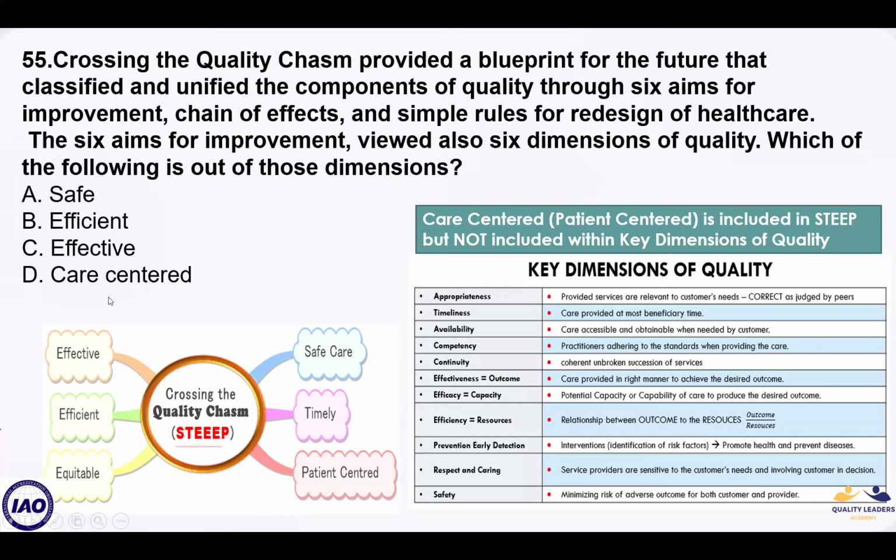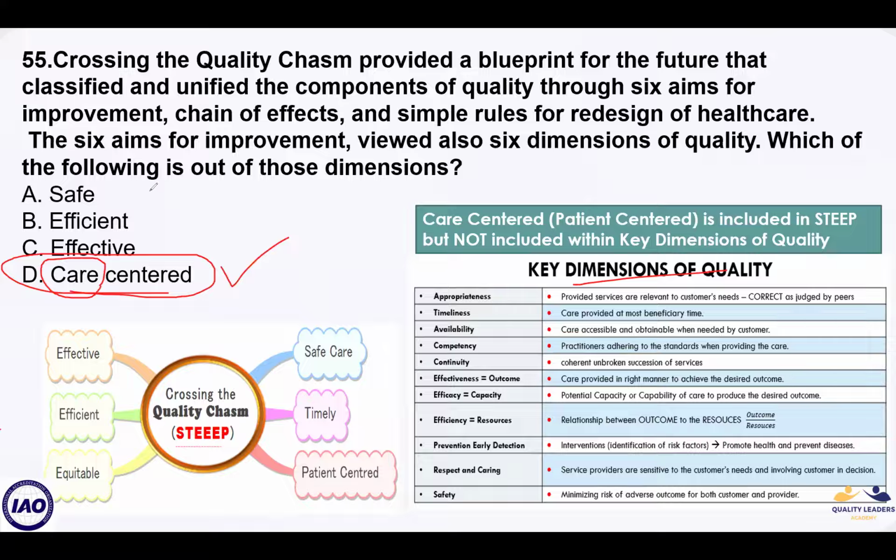Even if it is patient centered, then probably this would have been an answer as well. So here, care centered is not among the dimensions of quality in Crossing the Quality Chasm. If at all we consider care centered as patient centered, then it is included in STEEP, but it is not in the dimensions of quality. So the correct answer is D.